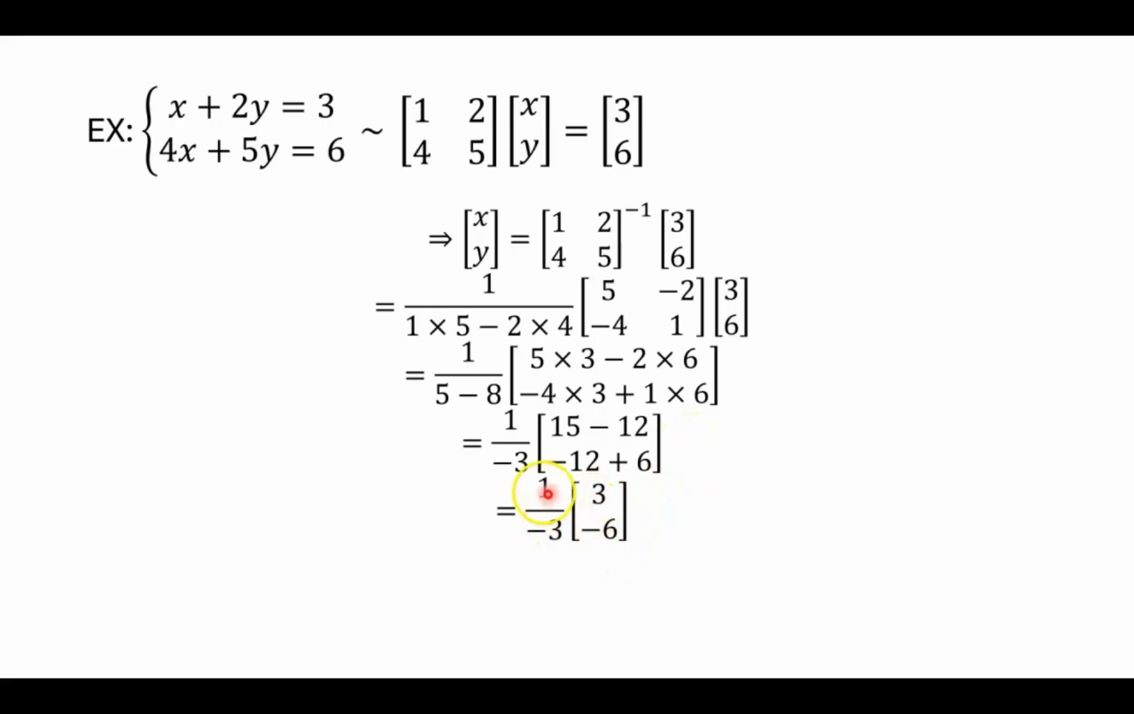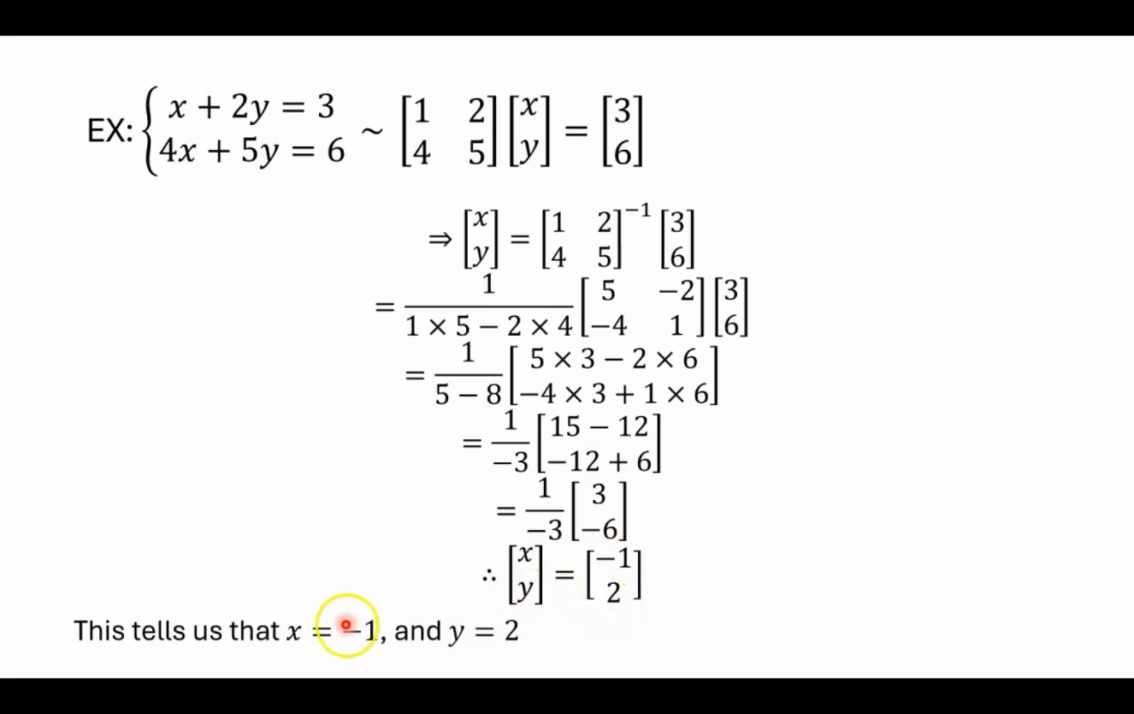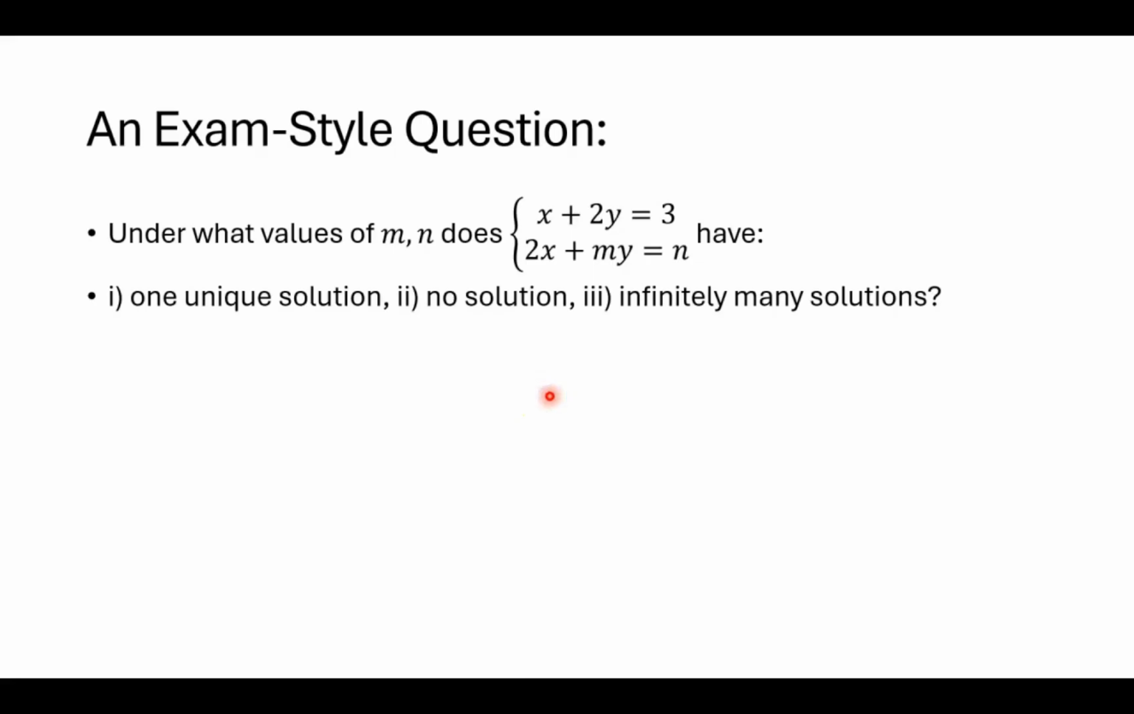All you need to do is multiply this negative 1/3 in. So 3 divided by negative 3 is negative 1, and negative 6 divided by negative 3 is 2. And you can just read out these rows now. This tells us that x is minus 1 and y is 2, and you solve the equation. Now you know the basic tricks of how to use inverse matrix to solve a system of linear equations.